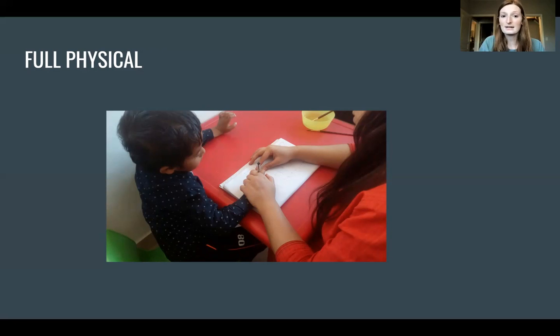Maybe with writing their name, you're doing hand over hand and holding their hand on one paper to keep the paper still, and then you're using your other hand to help them write. Or even with cutting, right? So you may hold the paper and cut hand over hand with that child too, to show them. As you can see in the picture, she's doing hand over hand with some writing as well.